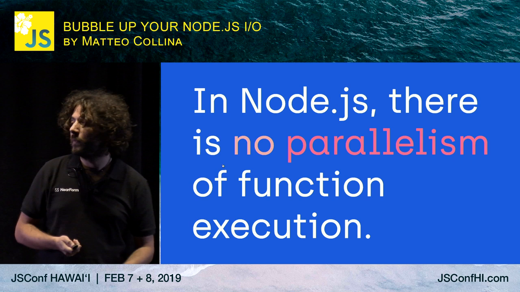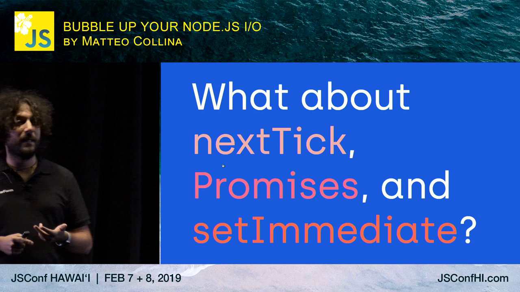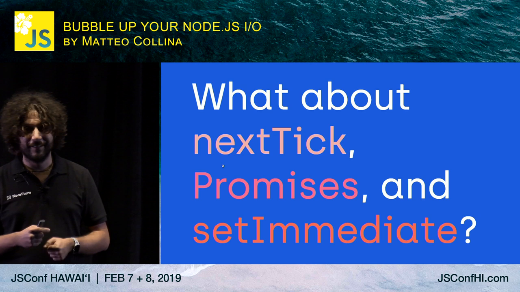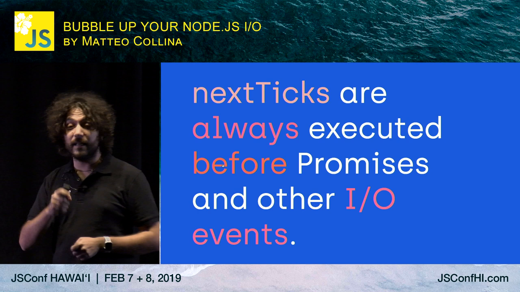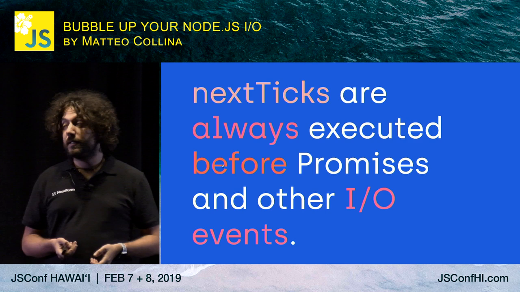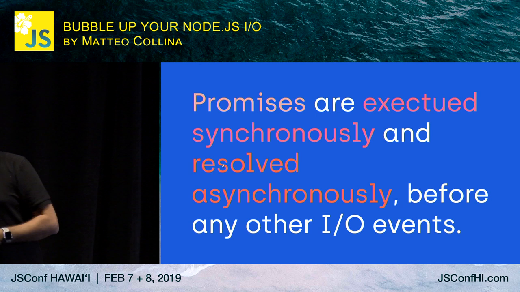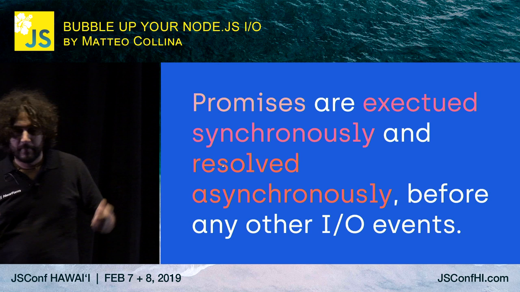Also, what about nextTick, promises and setImmediate? Which one will run first? If you schedule a promise, or do nextTick, or do setImmediate, I'm not throwing setTimeout zero in there, because that's even trickier. nextTick callbacks are always executed before promises are resolved and before any other I/O events. With promises, if you do new Promise, the function is executed synchronously, but then resolved asynchronously and before any other I/O events.